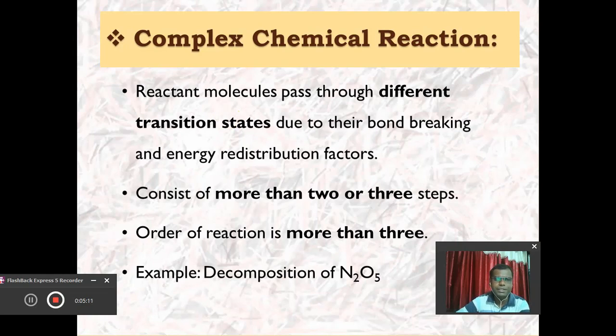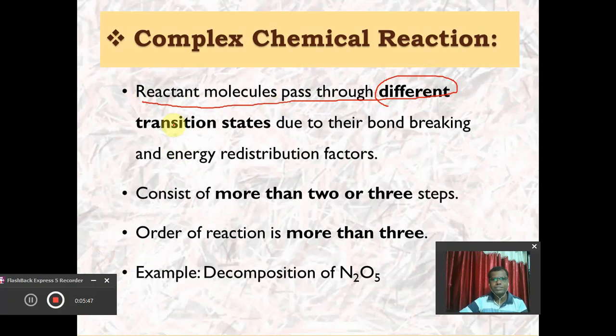The word complex itself indicates that these are reactions in which more than two or more than three reactant molecules are responsible for deciding the rate of reaction. It means that these types of reactions have an order greater than 3. This is very simple, and that's why we are able to explain this complex reaction. These are reactions in which reactant molecules pass through various different transition states.